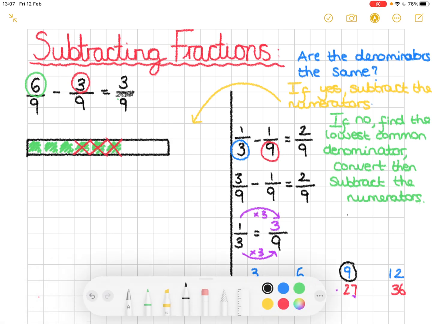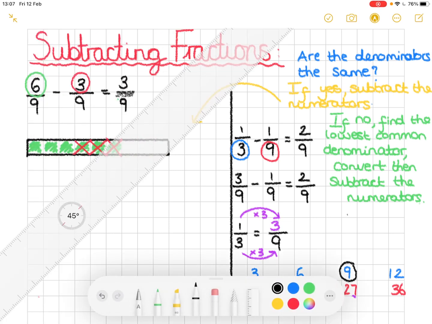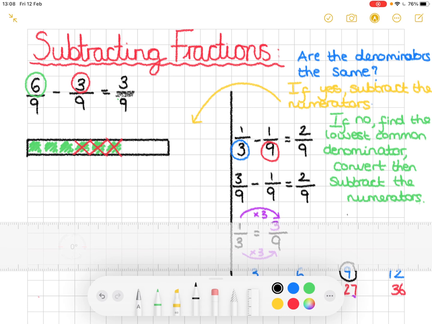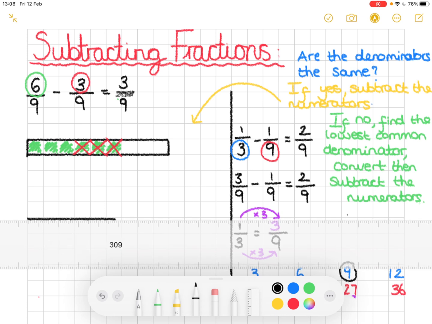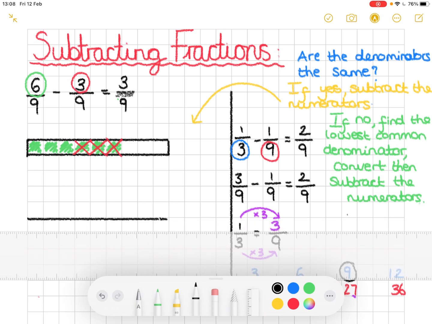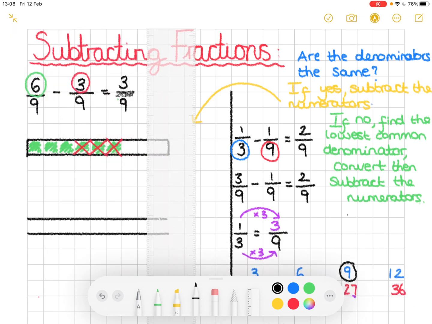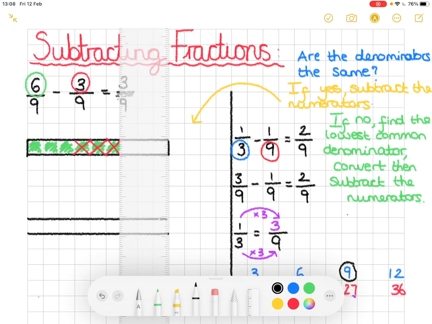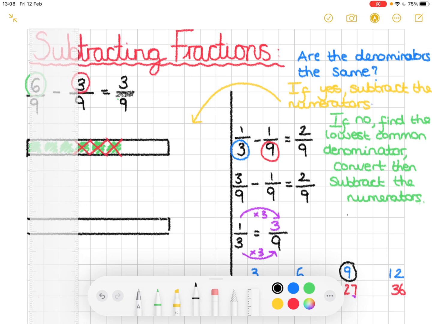Okay, in fact, if I show you quickly on a model, I will do it over here. So we need 9 squares, 2, 4, 6, 8, 9. And I'm using a ruler to draw my models. Always use a ruler when drawing straight lines. It just shows that you take care in your presentation.